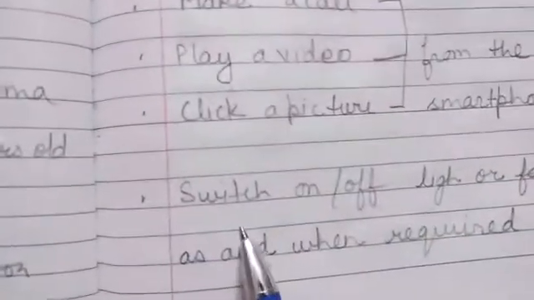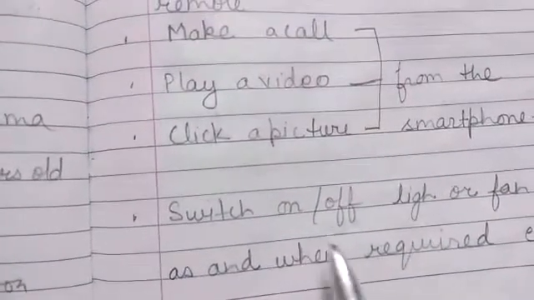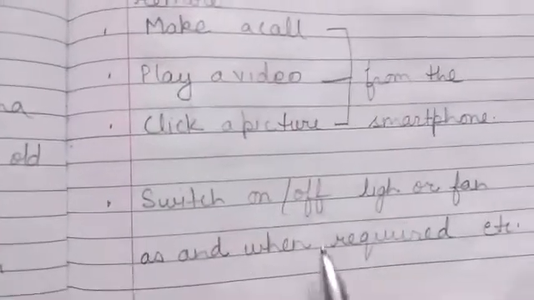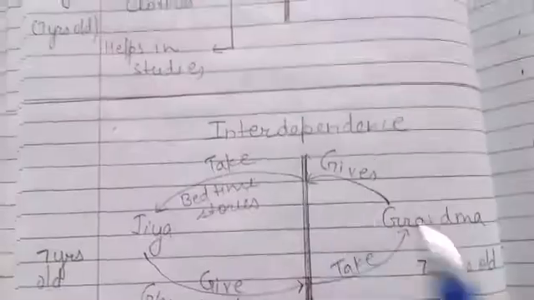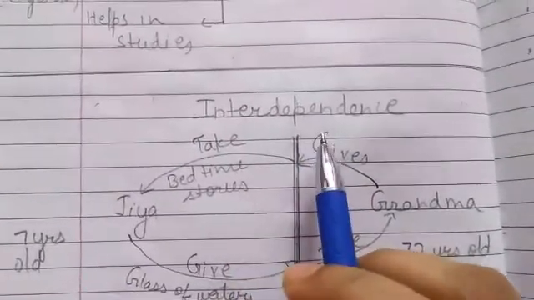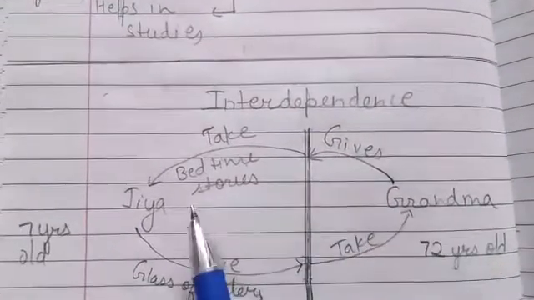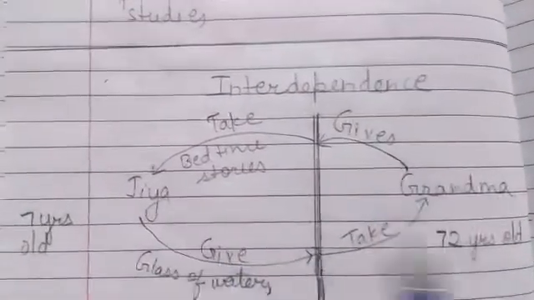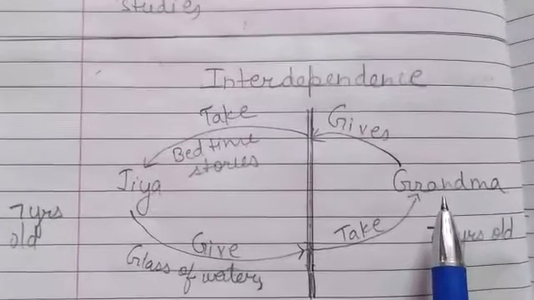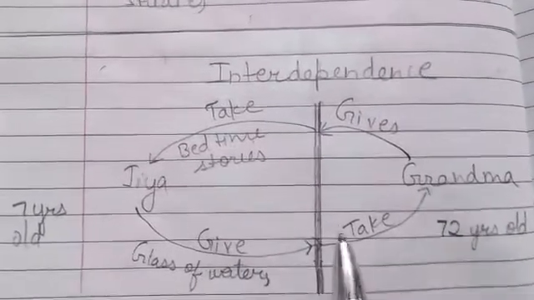Grandma may also take the help of Gia to switch on or off the lights or fans as and when required. So now, after knowing these things, we can say that there is an interdependence between Gia and grandma, that is, they have a relationship of give and take.